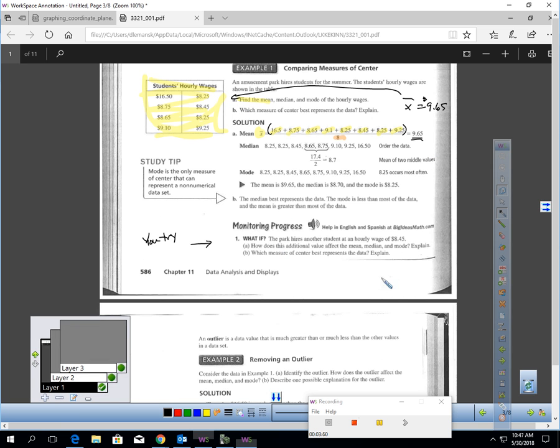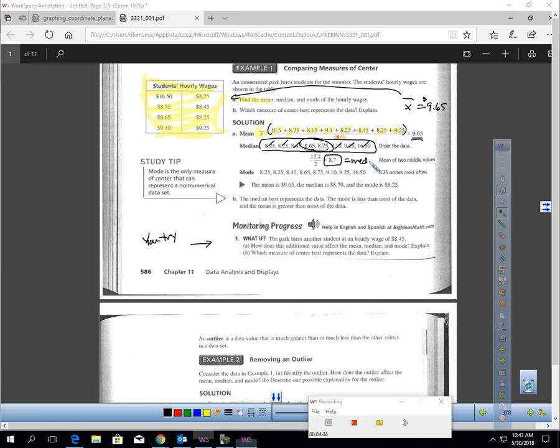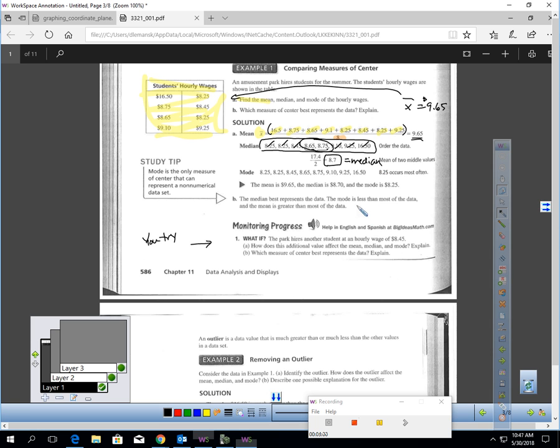Now to find the median, you notice what the book did. They took the numbers and they arranged them from least to greatest. And there's 8 numbers in the group. So to find the middle number, okay, take those out, take those out. My middle number's in between those two. So add those up, 17.4 divided by 2. The median is 8.7. Okay, so that's the median salary, $8.70.